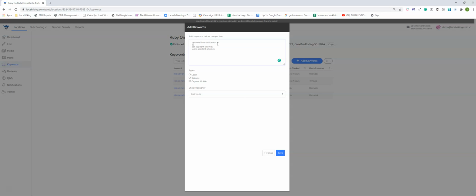So for personal injury attorney, we're going to do personal injury attorneys. Just going to type out a few here. Personal injury lawyer. Do the same thing for car accident. And we'll do it one more time for work accident. So right away, now we have four variations of essentially the same keyword.